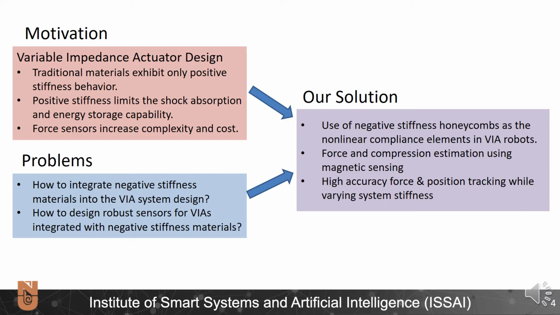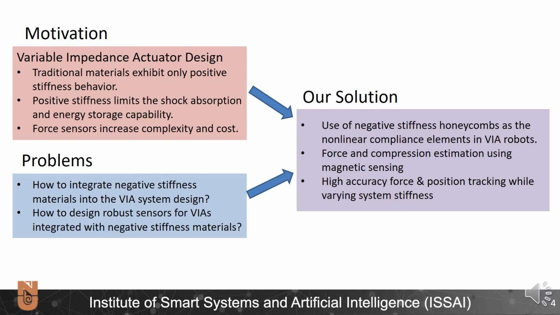On our way of research, we faced challenges like manufacturing a robust variable impedance actuator system designed with integrated negative stiffness elements. Another problem was the design of appropriate sensors for variable impedance actuators integrated with negative stiffness materials. The solution for the described problems is the following. We propose using negative stiffness honeycomb as nonlinear elements in variable impedance actuator robots.